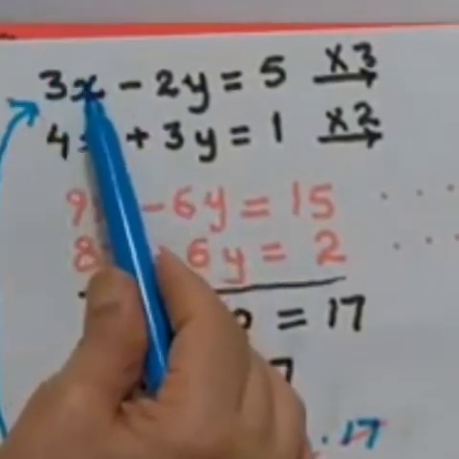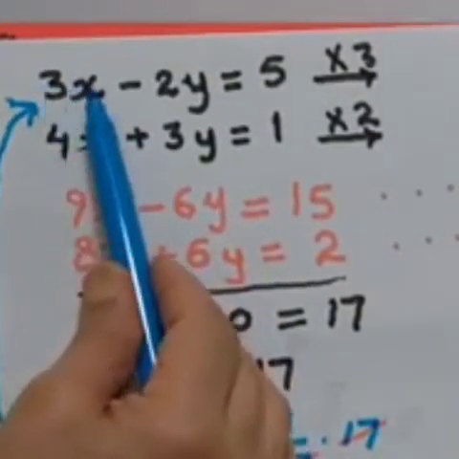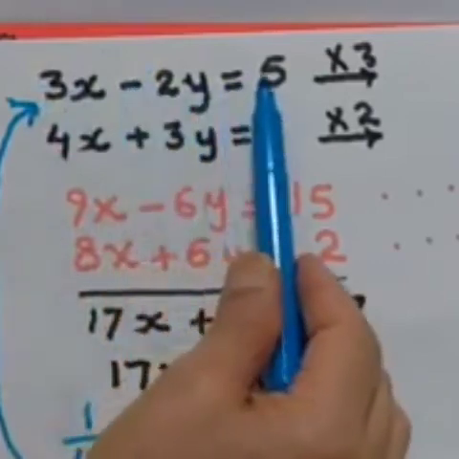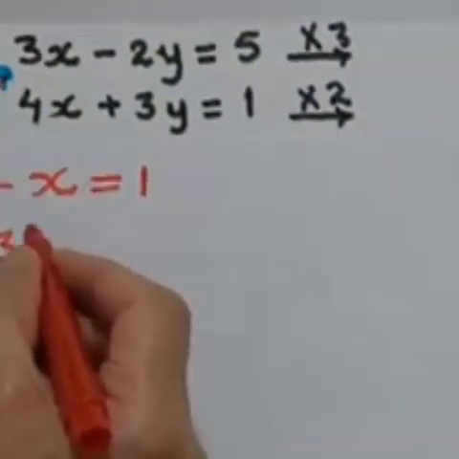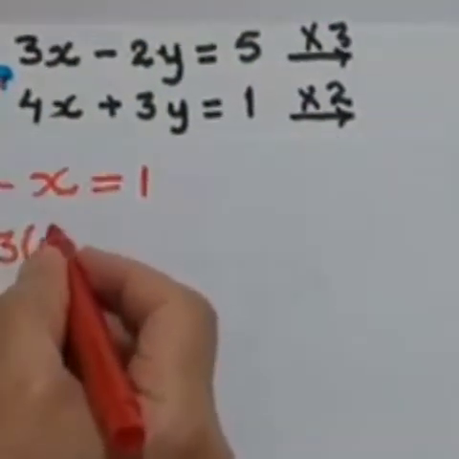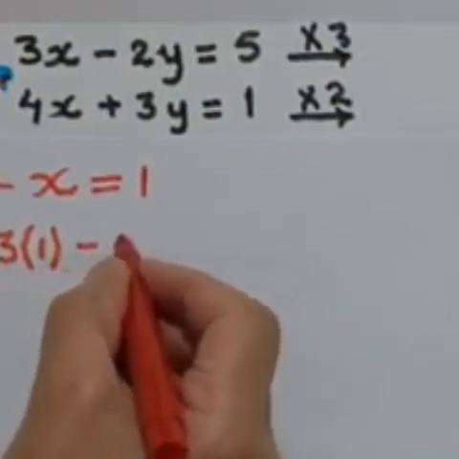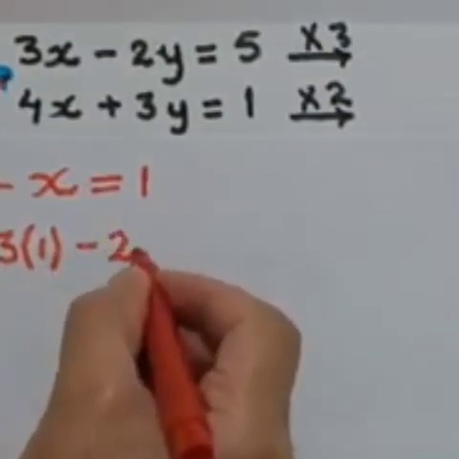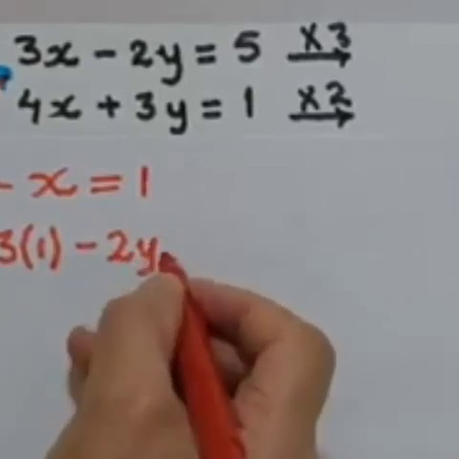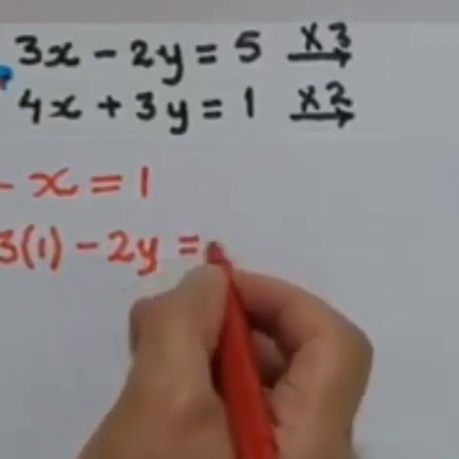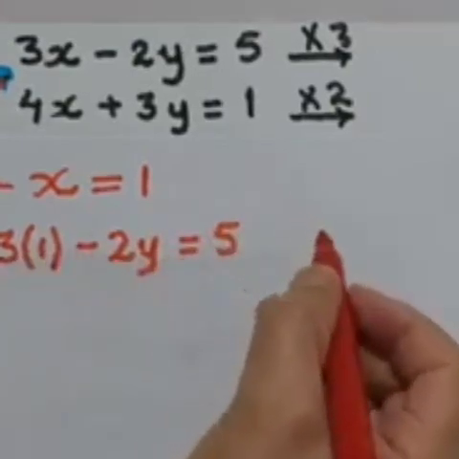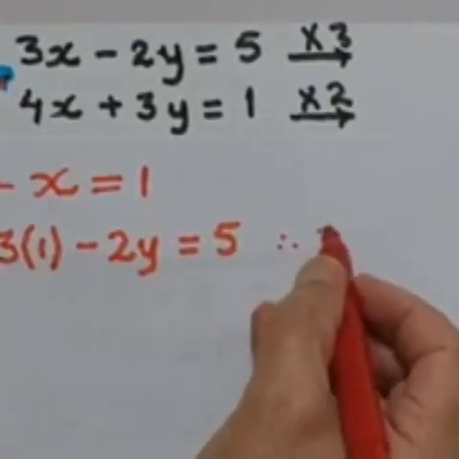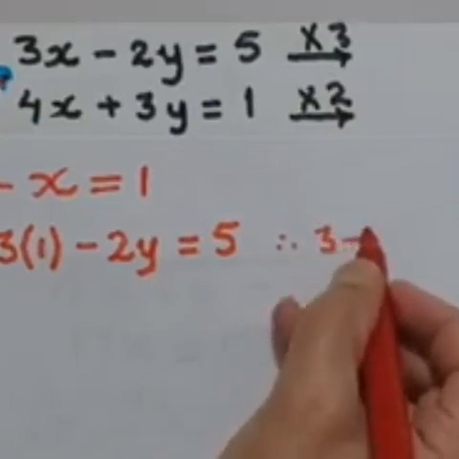Here when we put 1, so 3 times 1, that means 3, minus 2y is equal to 5. So we got only one variable and we can find it. By this way we can get the value of y. Here 3 times 1, that means 3, minus 2y is equal to 5.